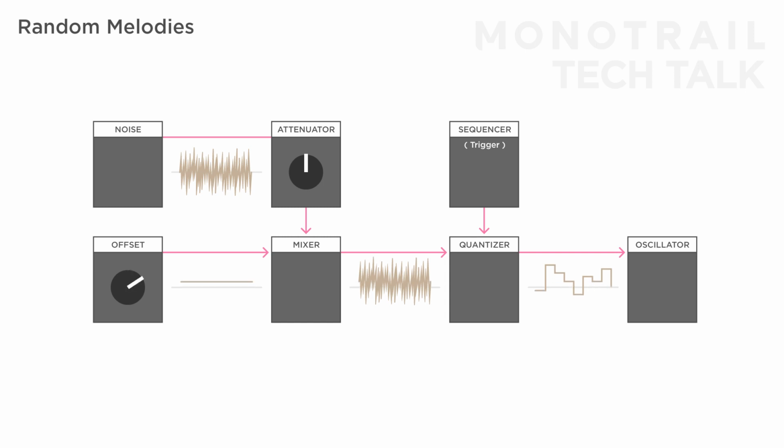With the offset, you can set the note around which the random voltage moves, and by mixing in the random voltage, you can determine the spread of random notes that occur. Check my video on basic utilities if you'd like to know more about this.